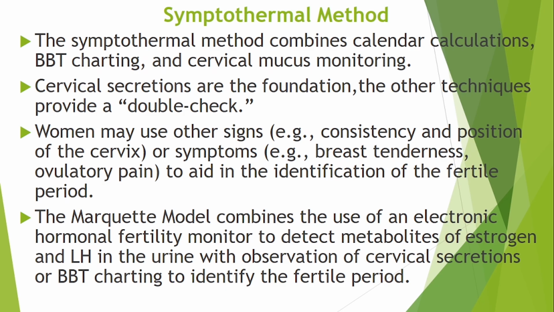The Marquette model combines the use of an electronic hormonal fertility monitor to detect metabolites of estrogen and luteinizing hormone in the urine, with observation of cervical secretions or basal body temperature charting to identify the fertile period. All this is done in an attempt to make the method more effective.